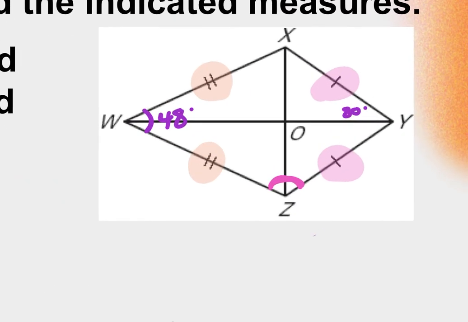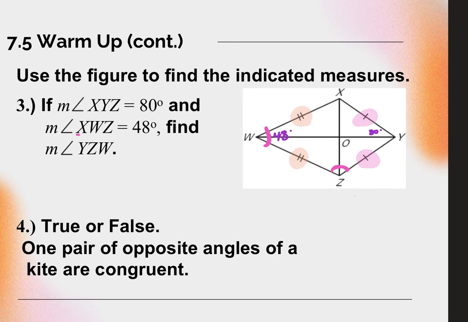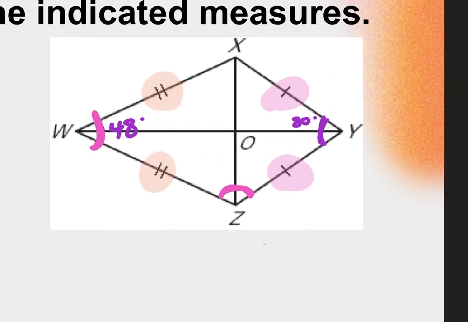Wait, why isn't XYZ the whole angle? The purple thing is that whole thing. Could you put the 80 on just one side? XYZ. Oh, this 80, XYZ would be that whole angle. Okay. All right, so go.